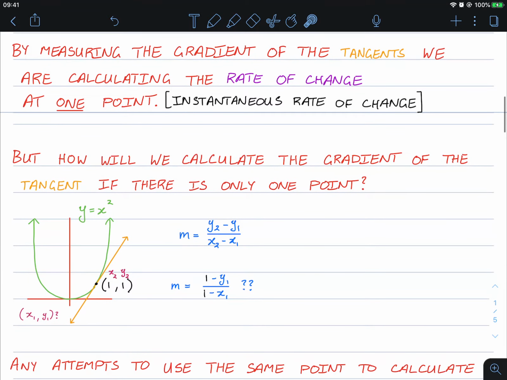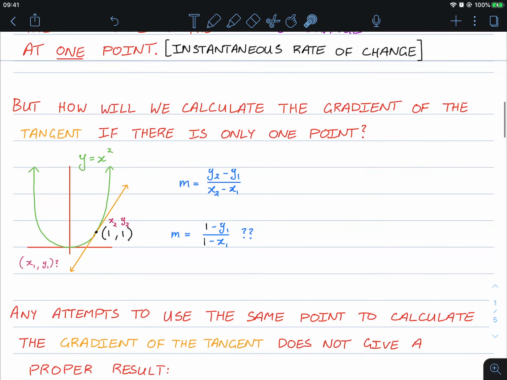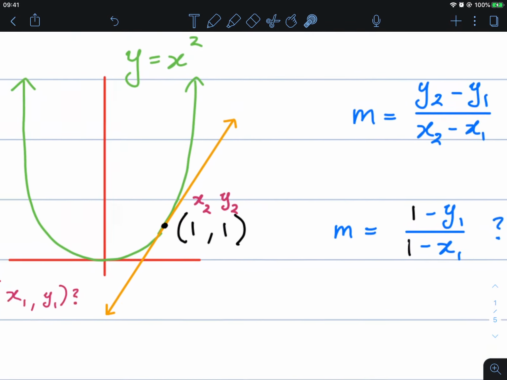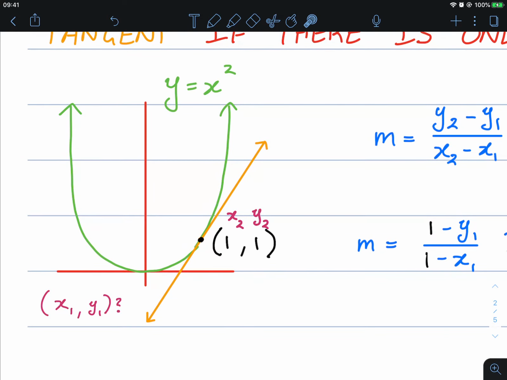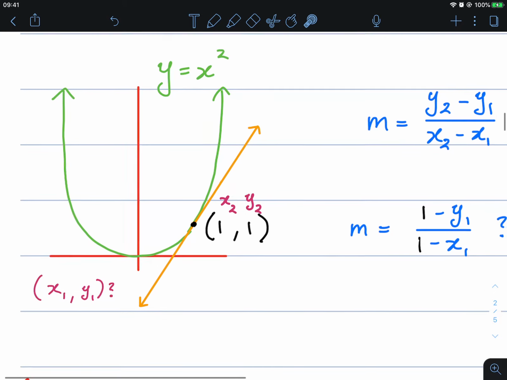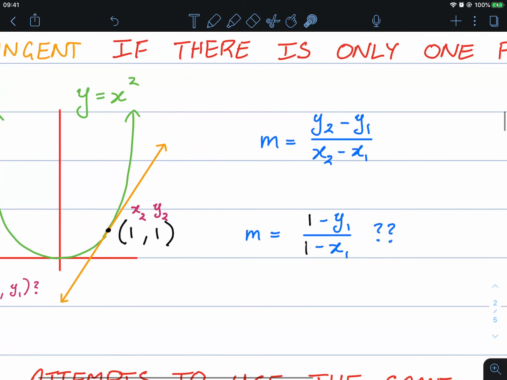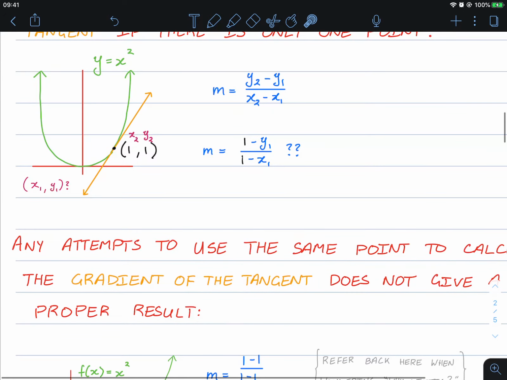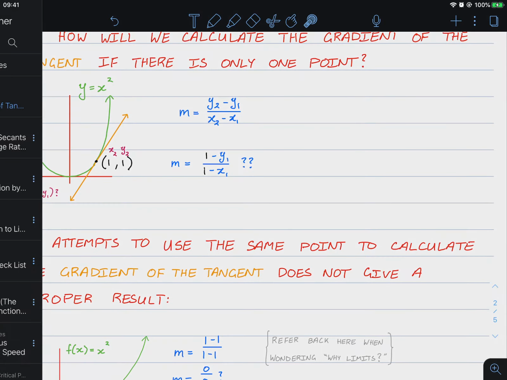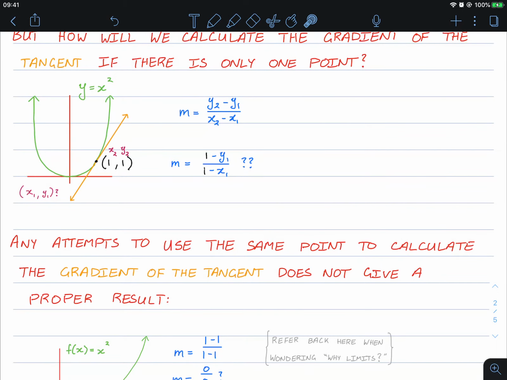But more questions rise up. How will we calculate the gradient of the tangent if there's only one point? So for example here, let's say we had the point (1, 1), which we could calculate using the function. So we have x2, y2, or you can say this is x1 and y1. But as you can see, to find the gradient, we need two points. So we have one point here, but we don't have another point.